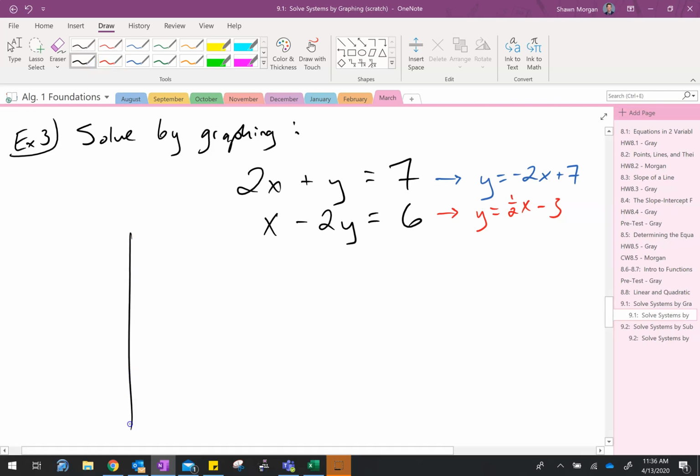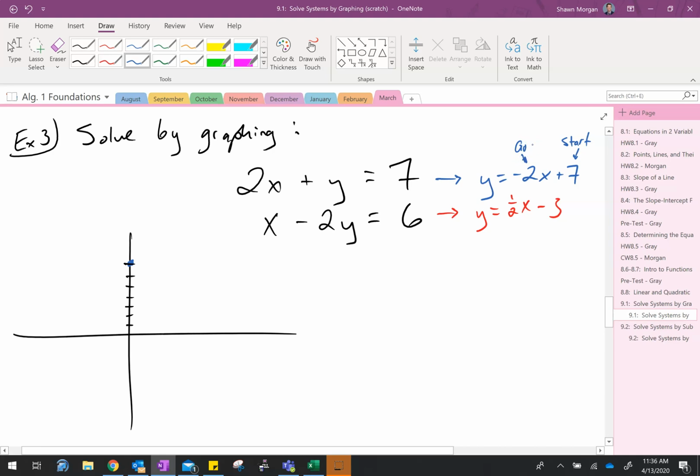Let's see if we can graph them out. So the first one, we have a y-intercept of 7. So 1, 2, 3, 4, 5, 6, 7. That's going to be where I put my starting point. Remember, with the y-intercept or slope-intercept form, you're going to start at the y-intercept, and then you're going to use the slope as your sort of directions.